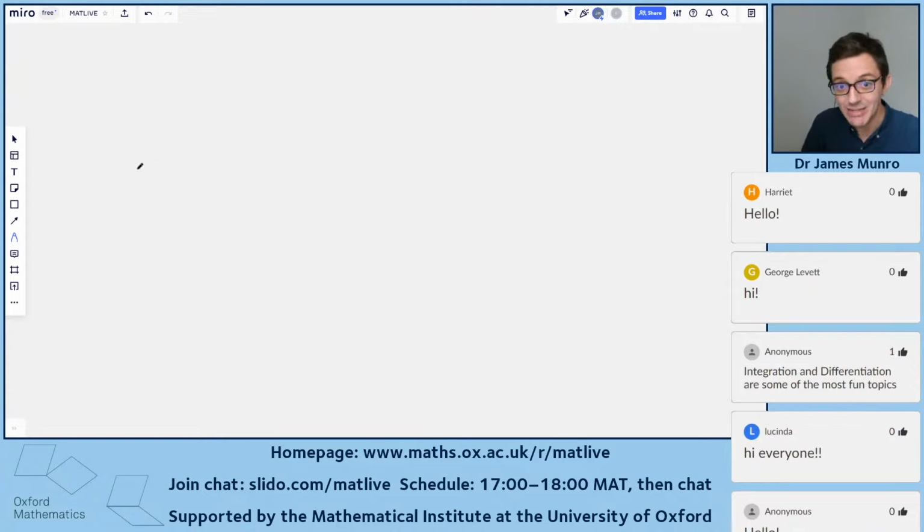And the tangent is the line that just touches the curve at that point, that has the same gradient as the tangent, so the same gradient as the derivative of the function, and has the same value.